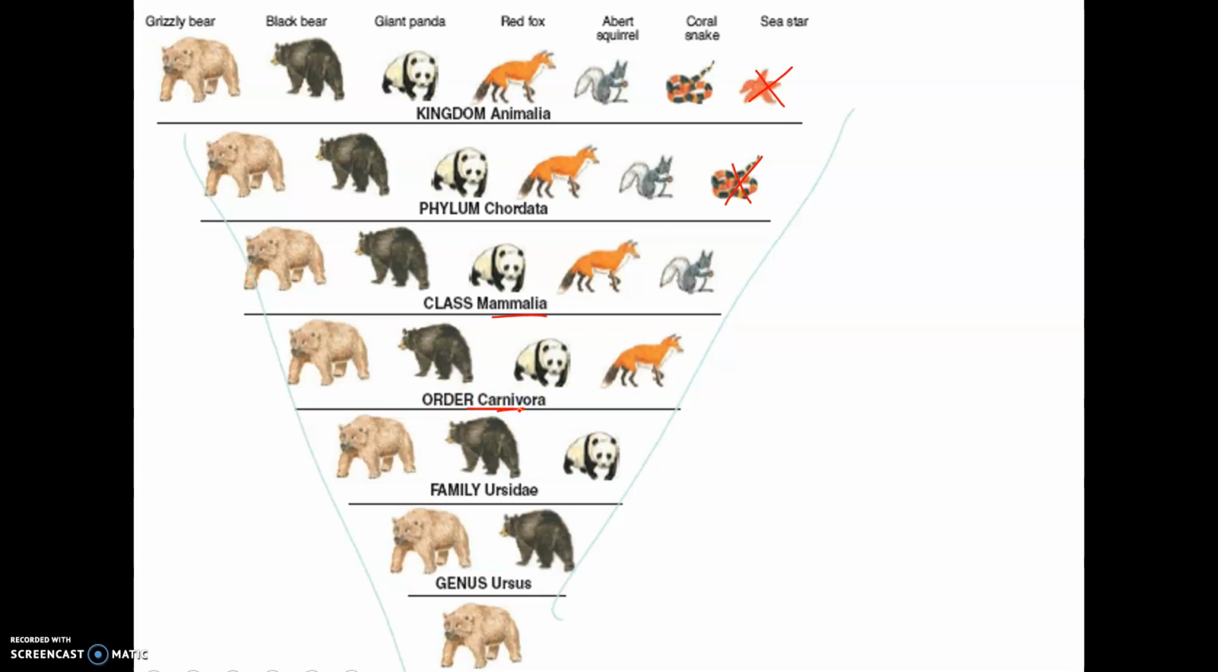Now we're going to get even more related. Carnivora, which is an order. Well, the squirrel doesn't belong to that order. He's probably a rodent. And then we get to the family Ursidae. Now we're only talking about bears, so the fox is out. And then this is the genus Ursus, and then it's cut off at the bottom, but this is one single species, Ursus arctos. So that gives you an idea of the way that we classify these organisms and how these levels get more and more specific as we go.